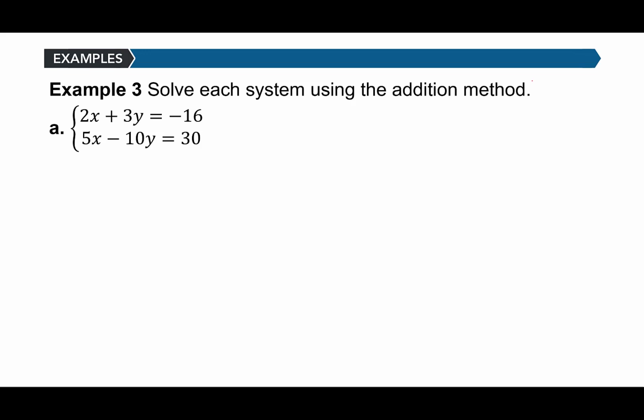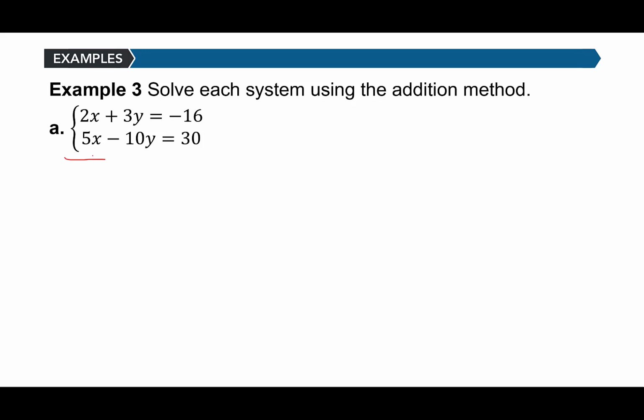We have the system 2x plus 3y equals negative 16 and 5x minus 10y equals 30. So you have to make a decision. Do you want to eliminate the x or do you want to eliminate the y? And it really doesn't matter which one you choose. Sometimes one is easier than the other. But my goal, let's just say I want to eliminate the x. So if I'm eliminating the x, notice that if I add the two equations in this form, 2x plus 5x is 7x. So that does not eliminate that variable.